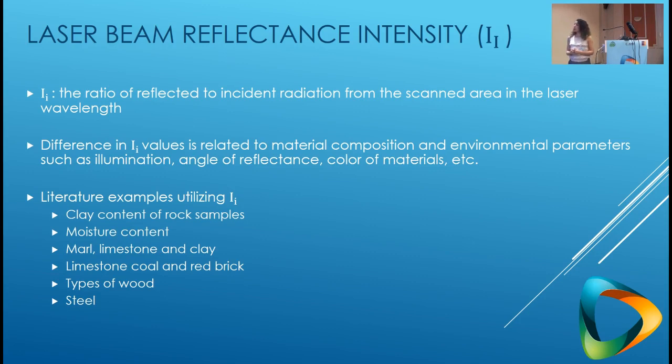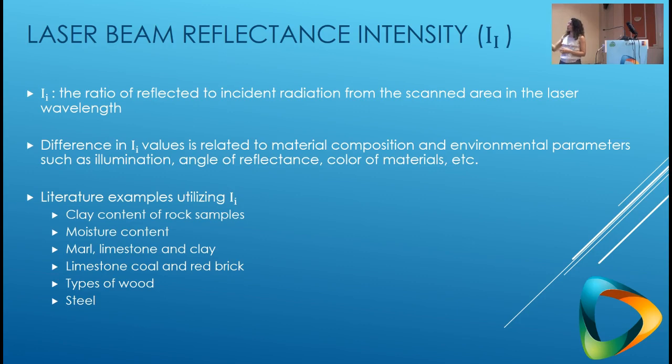So we use this ratio of the reflected to incident radiation from the scanner for the intensity value, and differences in the intensity, the I values, are related to material composition, as well as some environmental conditions, such as illumination, angle of reflectance, and color of materials. So our goal is to find out the effect of the material on this change. We are trying to figure out if different materials have different reflectance intensity signatures.